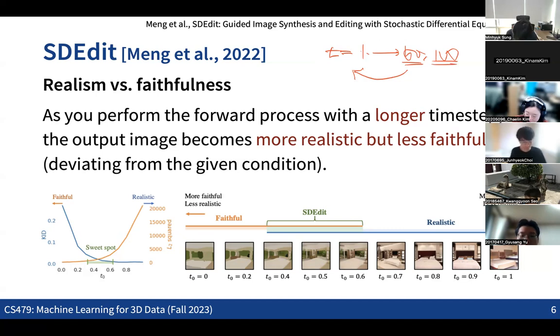So basically, there will be some kind of trade-off, depending on the number of time steps that we are running the forward and reverse processes. You may get results which are really close to the input that the user provided, while the output may not look that realistic. So you may try to play with the number of time steps to find the sweet spot, where you are getting results which are close to the input that you are providing and also look quite realistic.